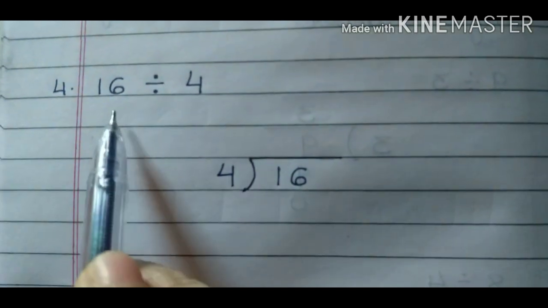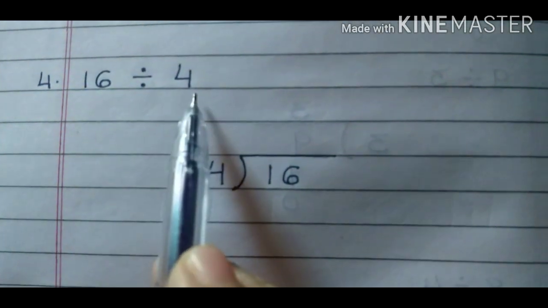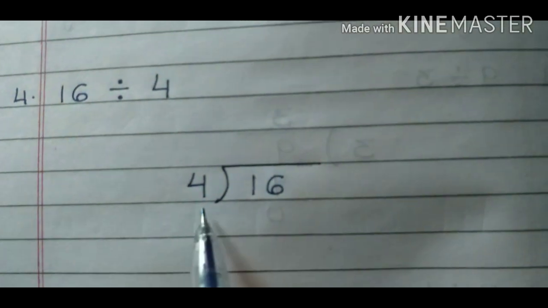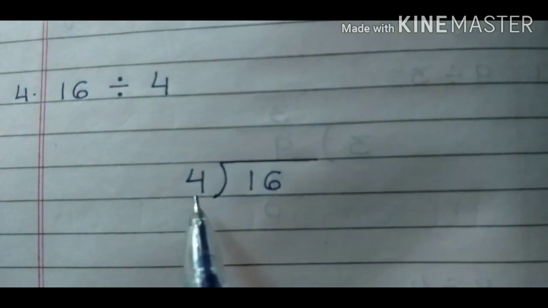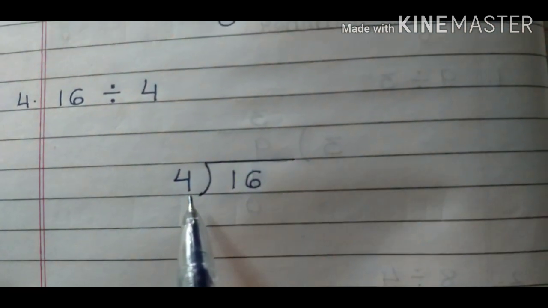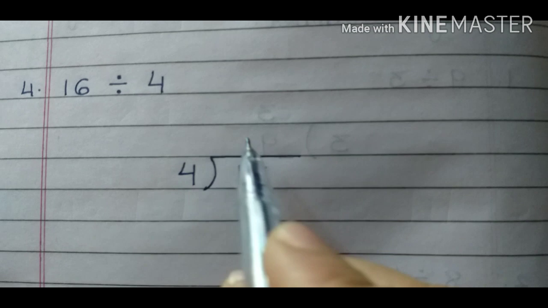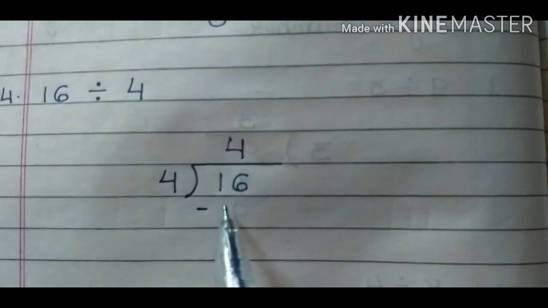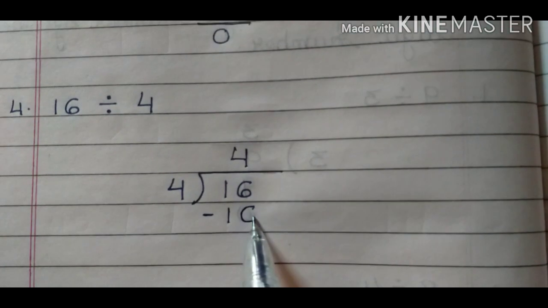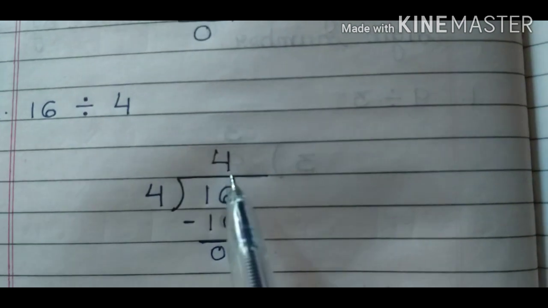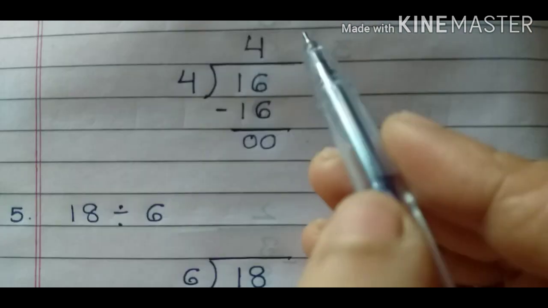The fourth sum is given, 16 divided by 4. So see how we write this. 16 divided by 4. Say the table of 4 up to 16. 4 ones are 4, 4 twos are 8, 4 threes are 12 and 4 fours are 16. So write down 4 on the upper side and we have to subtract 16 from 16 again. So 16 minus 16 is 0 and our answer is 4.